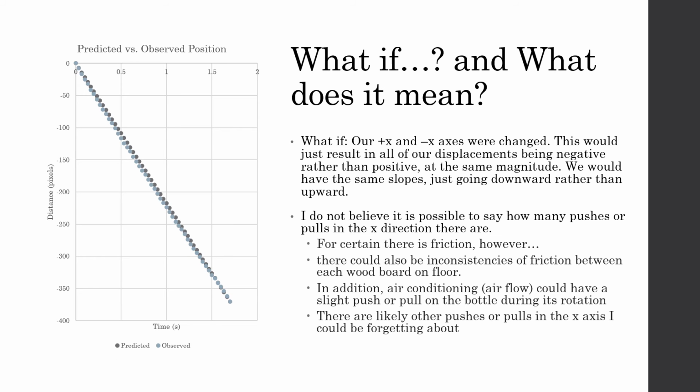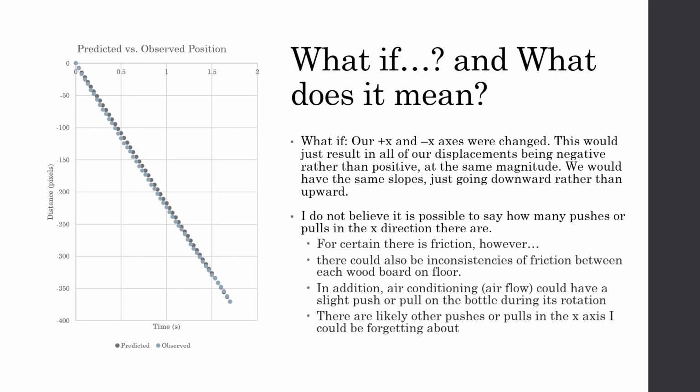Now, what if we had changed our x and y axes? So our overall magnitude of speed would be the same, except now, again, everything would be multiplied by -1, which can be seen on the graph on the left. The magnitude would still be the same, and we would still underpredict the magnitude of the displacement slightly.